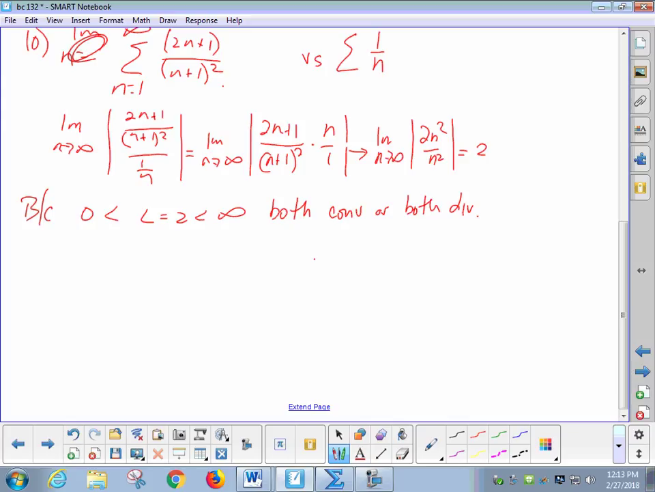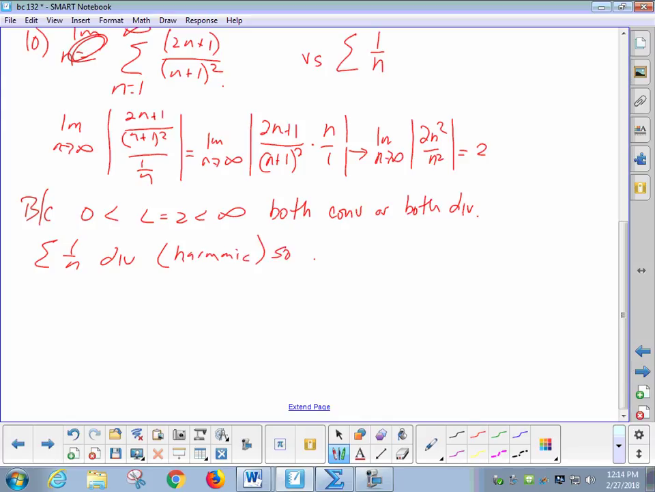All right, so that's a start. Great. So they have to behave the same way. Now what do I do? You say what the one you know about does. 1 over n does what? Diverges. And why? P-series or harmonic, however you choose to do it.